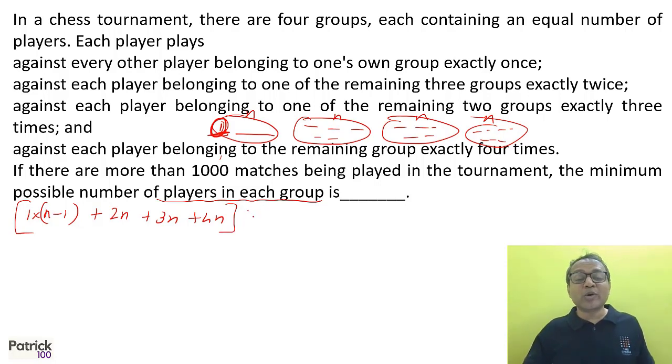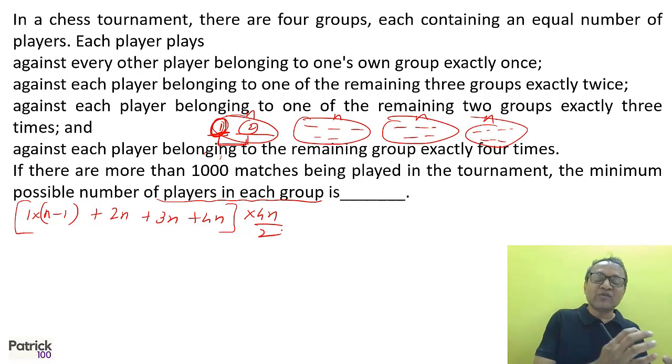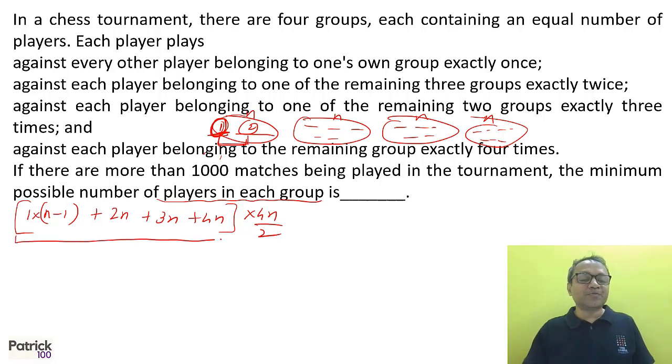Remember there are 4n people, so into 4n we get the total number of matches played. But in each match two people play, so each match is counted double. When you calculate one person playing with another person, you are also calculating the second person playing with the first person. So you divide by 2. A similar sum had come, concept-wise. So in these concepts you calculate for one person and extend it to all the players. One person will play so many games, so for a total of 4n people, 4n into that, divide by 2 because each match is counted double.